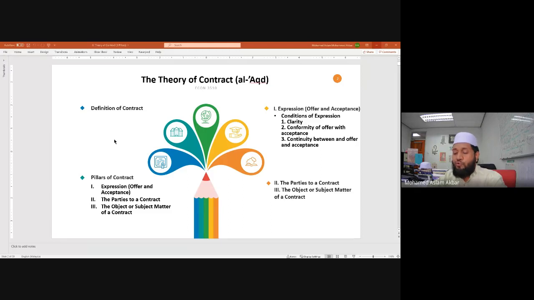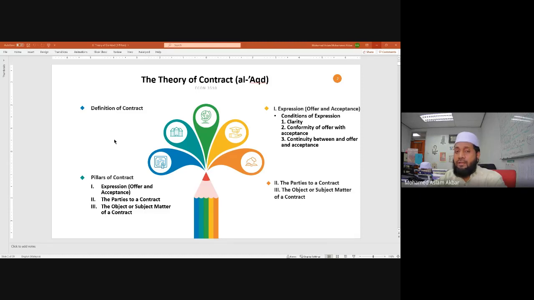You don't have to even say that I buy or you sell. You can also do the business through your ATM cards, even your digital transactions. We have fintech right now. So this is what we call the expression. This is the first pillar that we are going to talk about. Especially today, we are going to talk about expression. The next classes will cover the parties to a contract.